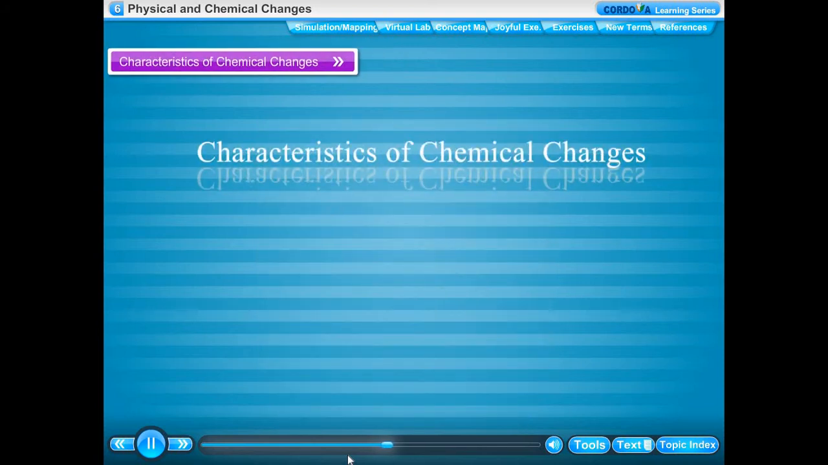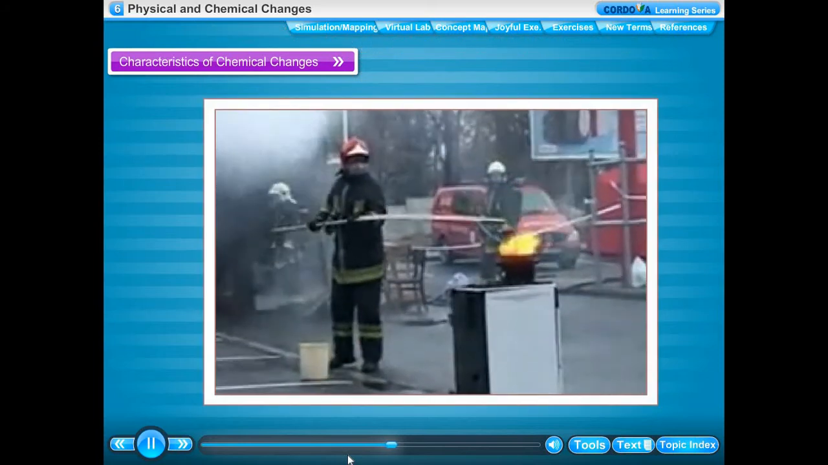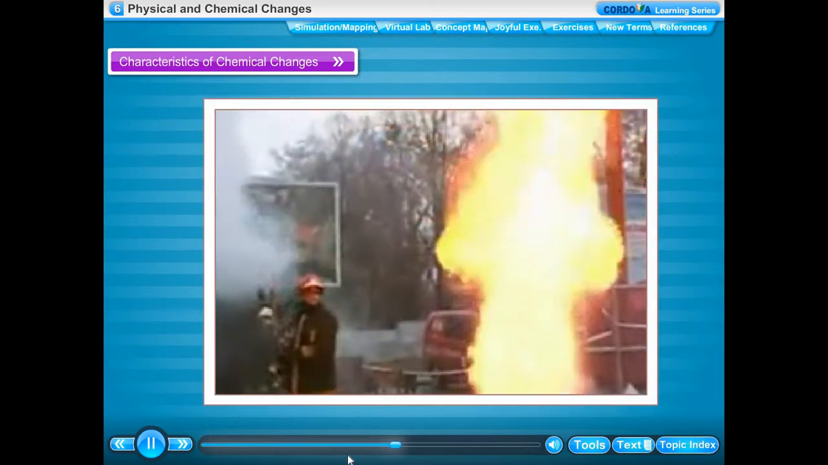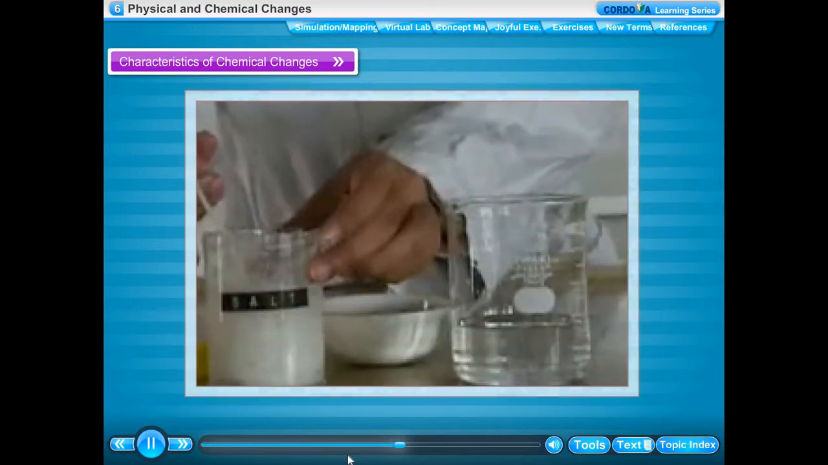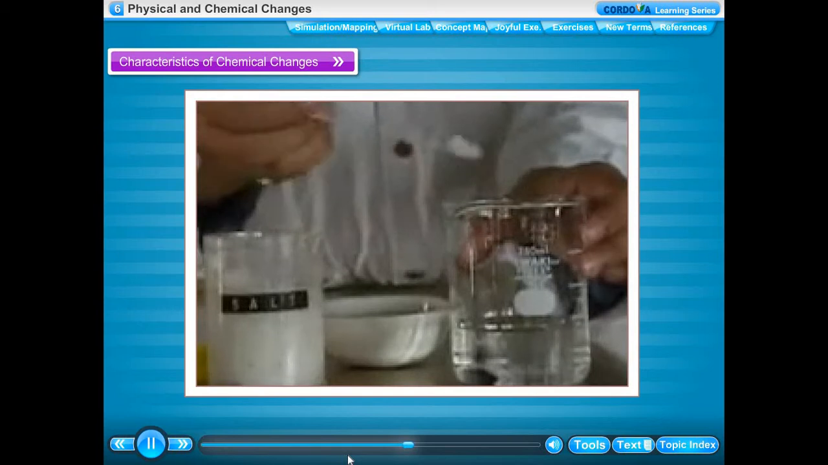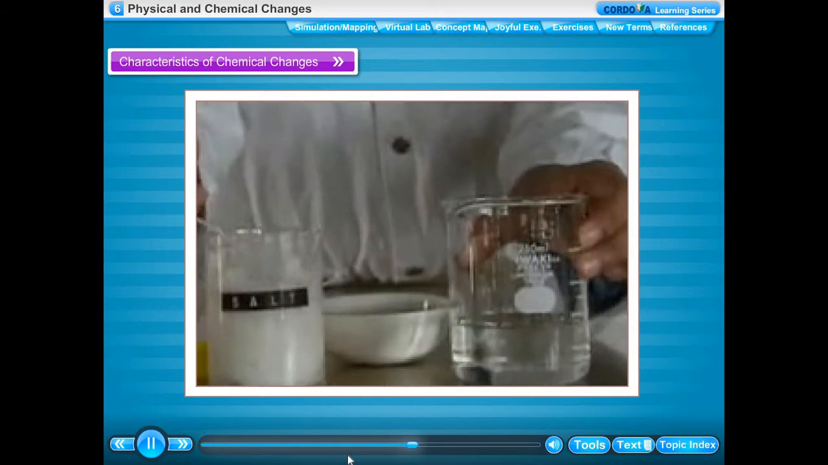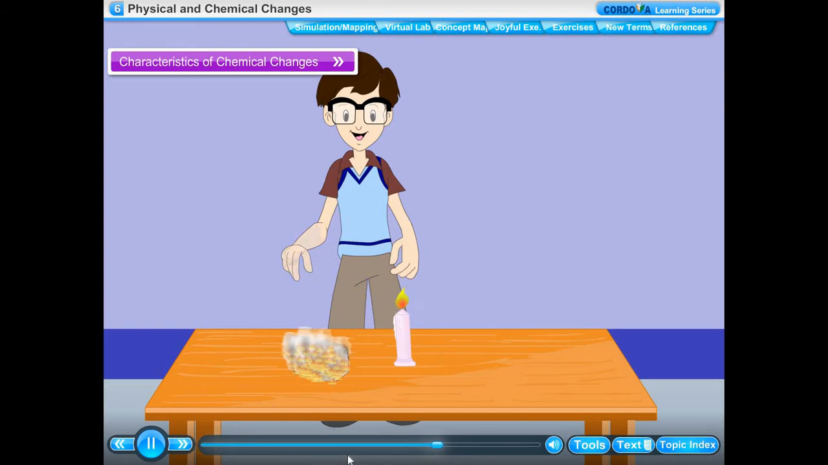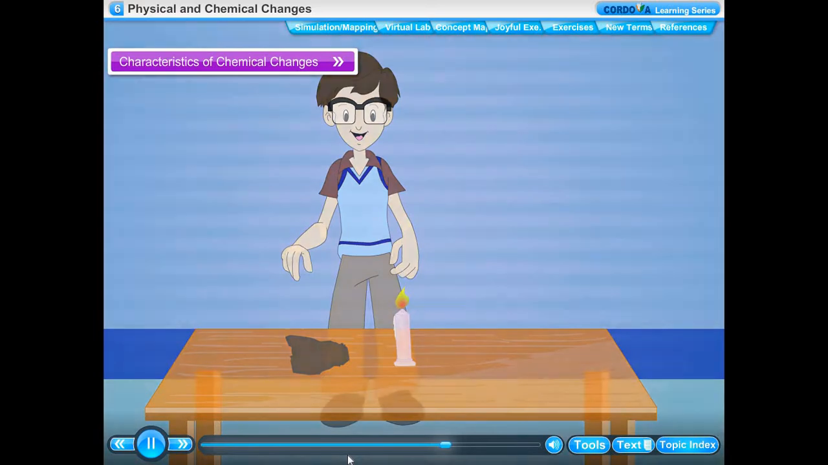Characteristics of chemical changes. During a chemical change, one or more new substances are formed. Chemical changes are permanent. Thus, a chemical change cannot be reversed by simple physical methods. During a chemical change, relatively larger amount of heat, light or any other radiation, ultraviolet for example, may be given out or absorbed. During a chemical change, both the physical and chemical properties of the substance are changed.